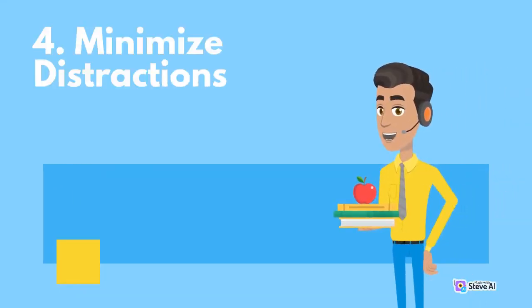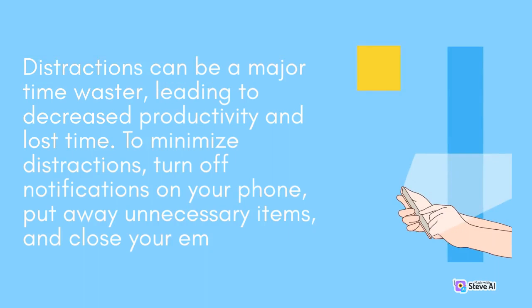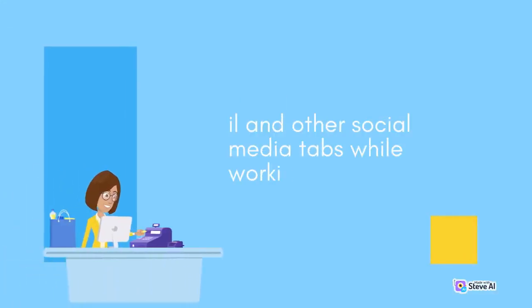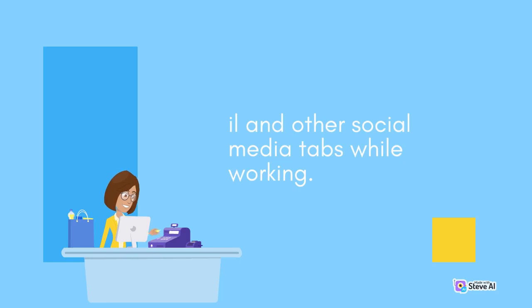4. Minimize distractions. Distractions can be a major time waster, leading to decreased productivity and lost time. To minimize distractions, turn off notifications on your phone, put away unnecessary items, and close your email and other social media tabs while working.